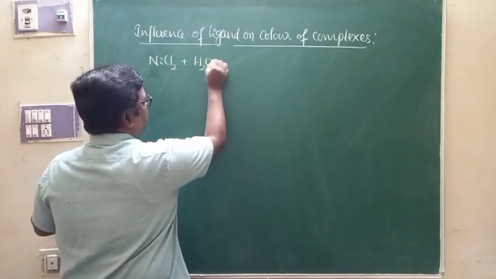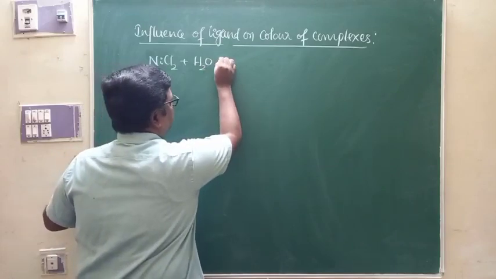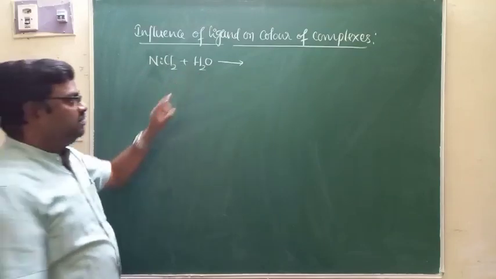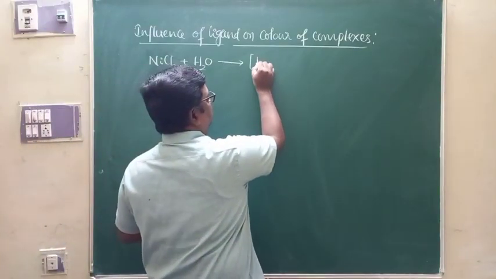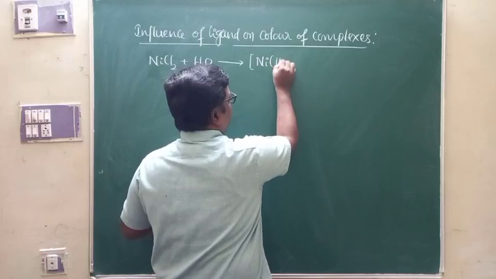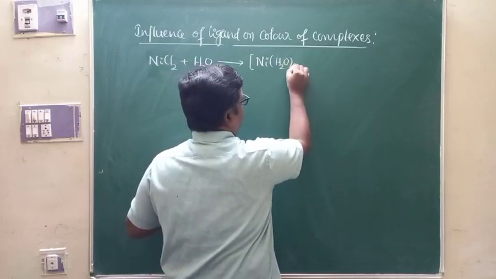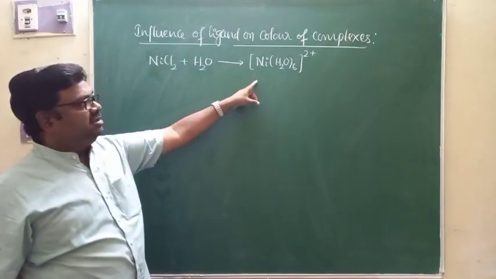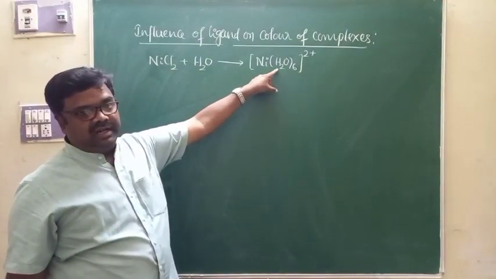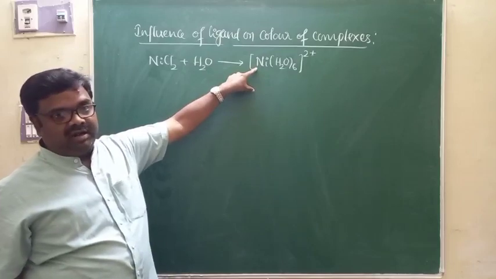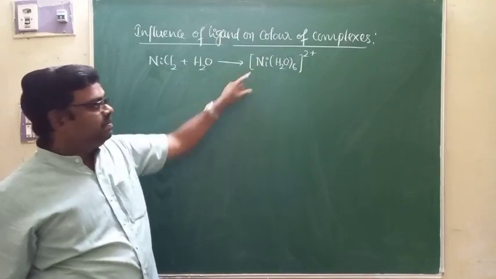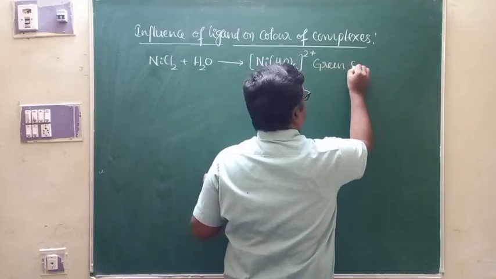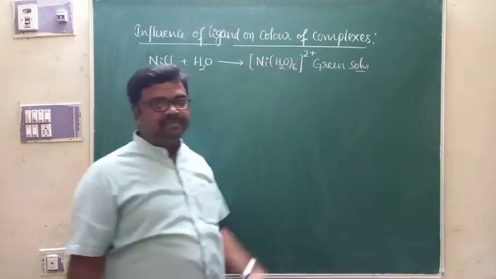When nickel 2 chloride is dissolved in water, you are going to get a complex of nickel with water molecules. Here, water molecules are acting like ligands. Nickel is a metal ion, is it not? This is the complex we got. This complex is a green colored solution.